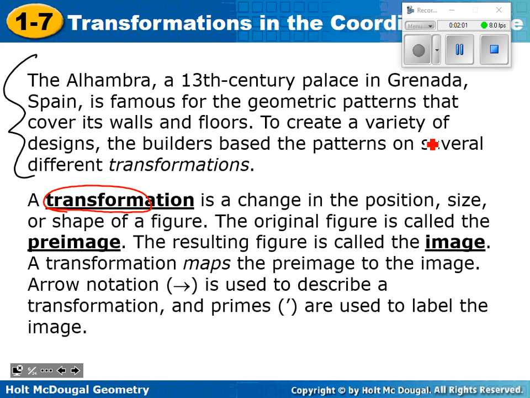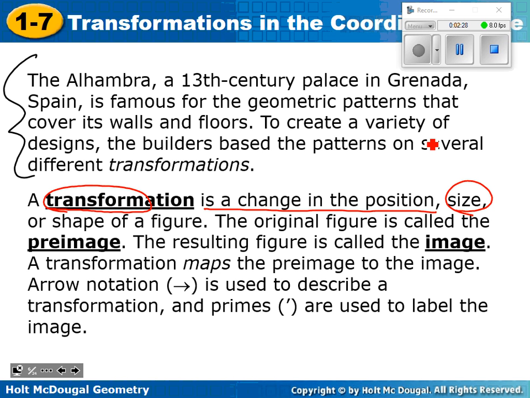So a transformation is where you change the position of your shape. We will not change its size today. There is a transformation that does change a shape size. It makes it bigger or smaller. Does anybody know the name of that transformation? Dilation, very good. So a dilation does increase or decrease your shape, kind of like your pupils dilate. They get bigger or smaller, but we're not going to do dilations until later in the textbook.